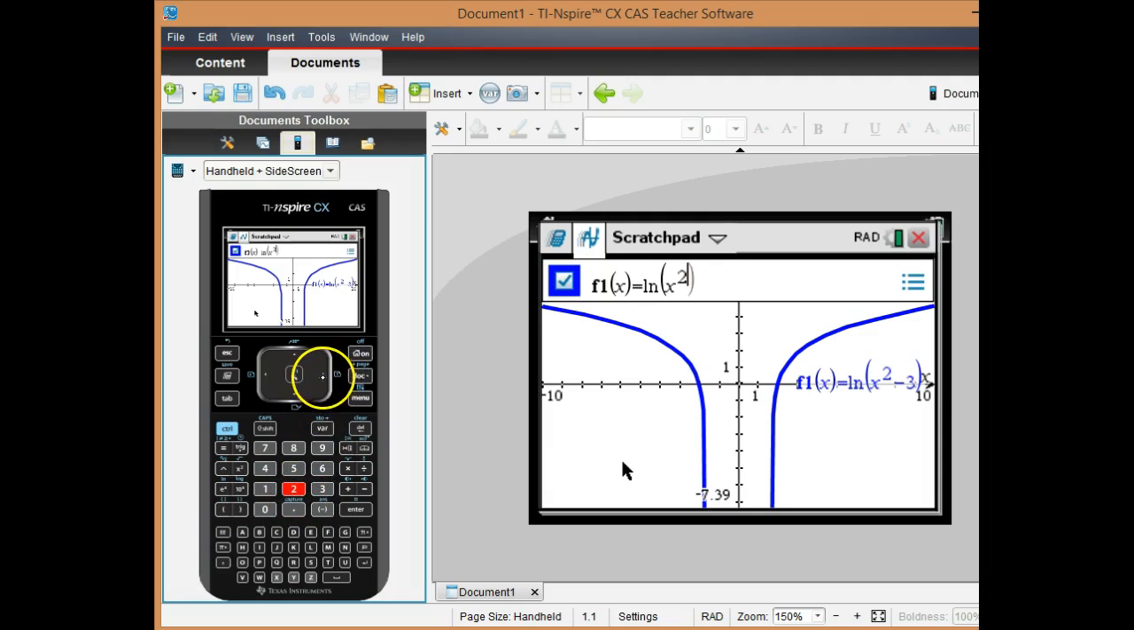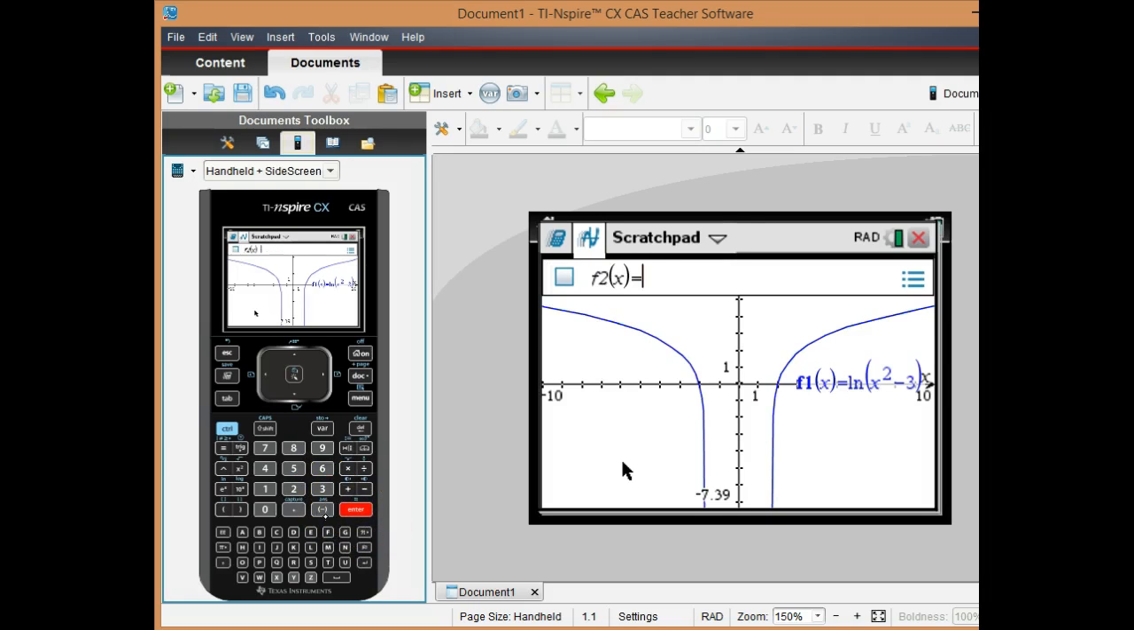Where did you get the L? It's second, and then it's right above the on button. Was it minus 3 or plus 3? Minus 3. Where is your natural log? On yours, look at me. Control, it's right here. This is x squared minus 3. Did everybody get that function? What are we doing here? The natural log of x squared minus 3. Did you get it?